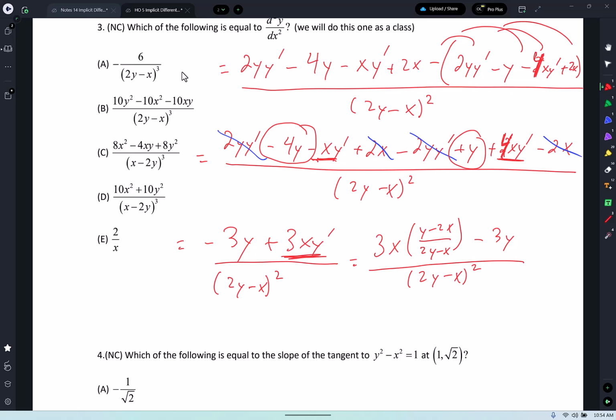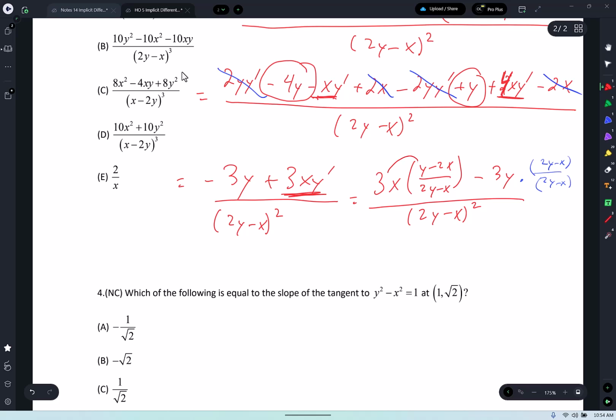Yeah, next year I better put more room in here. All right, let's see. I guess I have no choice.